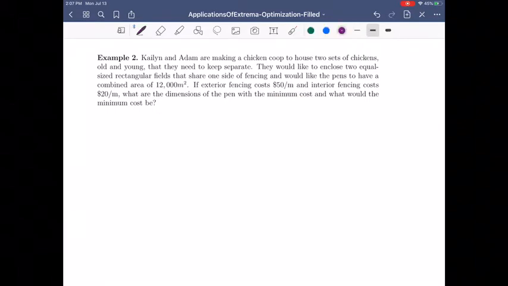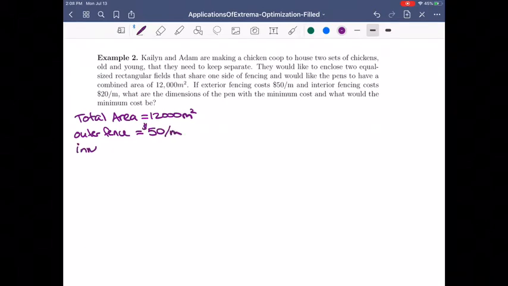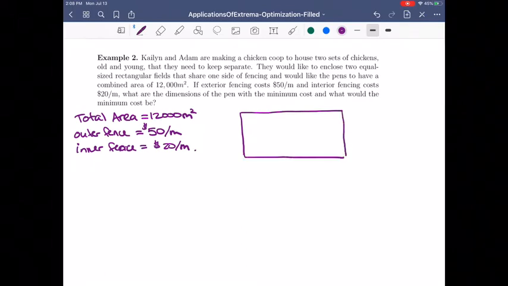So there's a lot going on here. Let's just write down a few key things. We know the total area is 12,000 meters squared, and we know the outer fence is $50 per meter, where the inner fence is a bit cheaper, so it's $20 per meter. And we kind of know what our pen looks like. So they share an inner fence. Did I draw those? Maybe I'm not quite in the middle here. They should be equal sized pens, so this line should be right in the middle. Maybe that's a bit better. So this is pen 1 and pen 2.